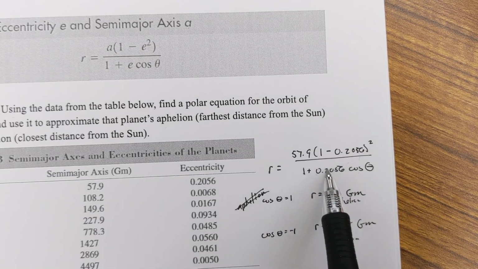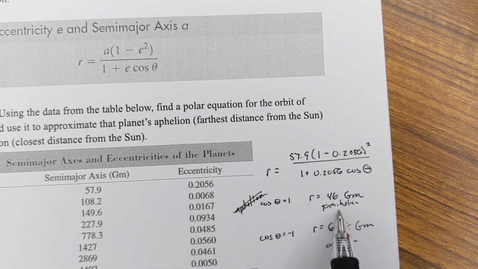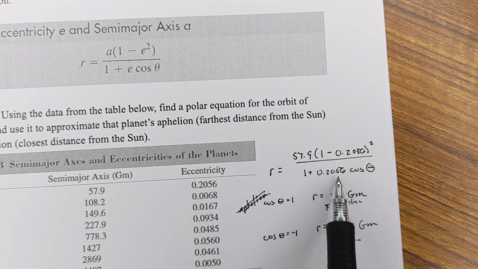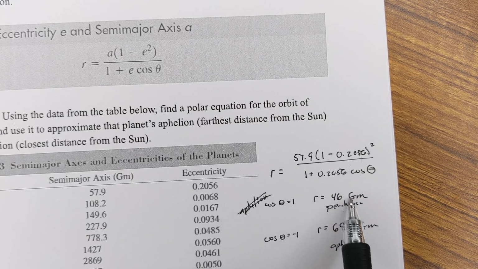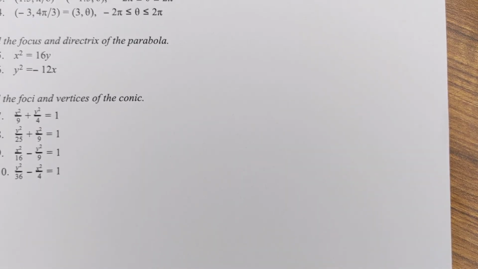Because the bigger the bottom number is, the smaller the value is. So that's the closest. If you divide something by a bigger number, the number gets smaller. So that's the closest you can be. And that is the end of the section.